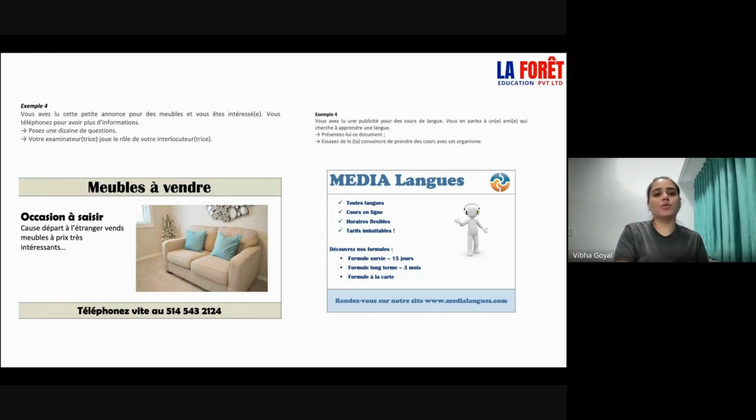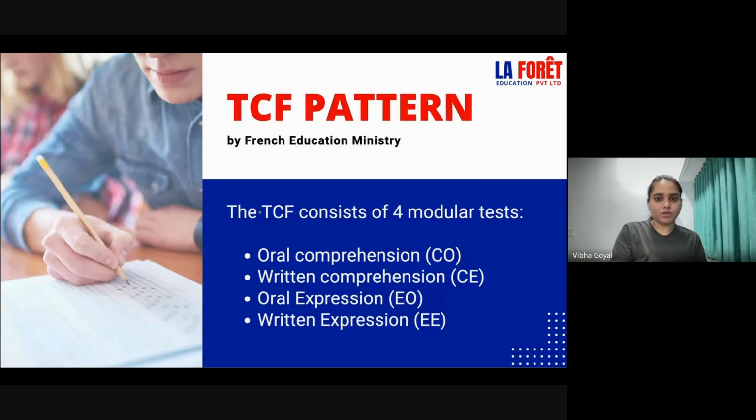Okay, moving on to TCF. It is by the French Education Ministry. Now, what do we know about the French Education Ministry? It also conducts the DELF exams. Okay, so the DELF pattern and the TCF pattern are similar. We know a lot about DELF. We even suggest to our students as well to appear in the DELF exams.